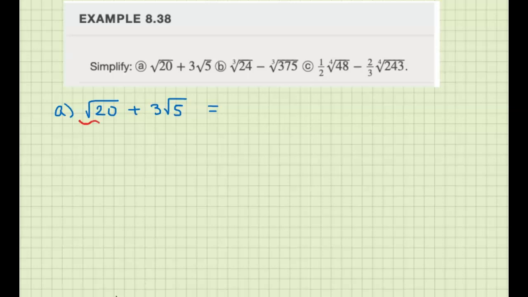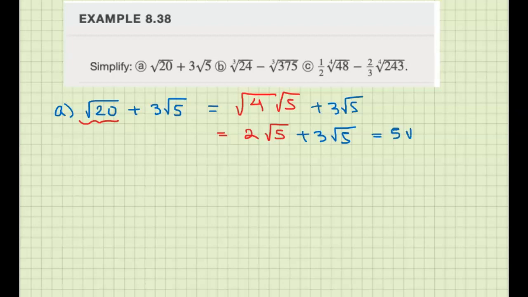Right? So this one can be simplified because square root of 20 is square root of 4 times square root of 5, which gives me 2 square root of 5. And then we have the plus 3 square root of 5. That doesn't simplify anymore. So we simplified square root of 20 to its simplest radical form. And now we say that, oh yes, these are like terms. 2 and 3 gives me 5 square root of 5. Looks funny.